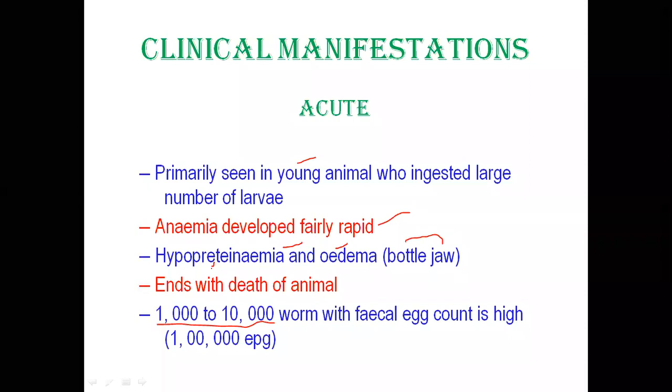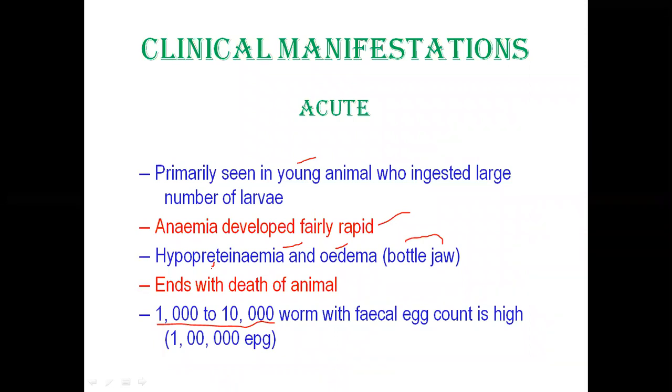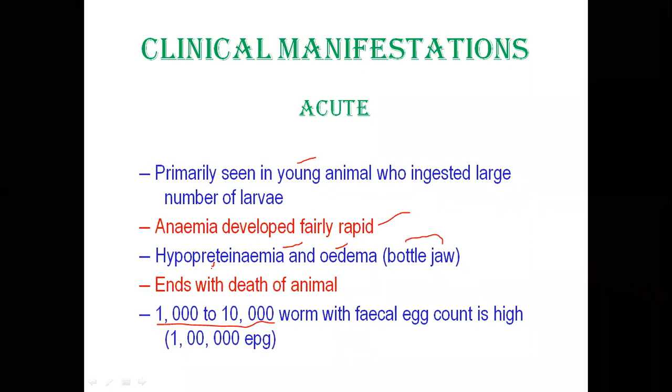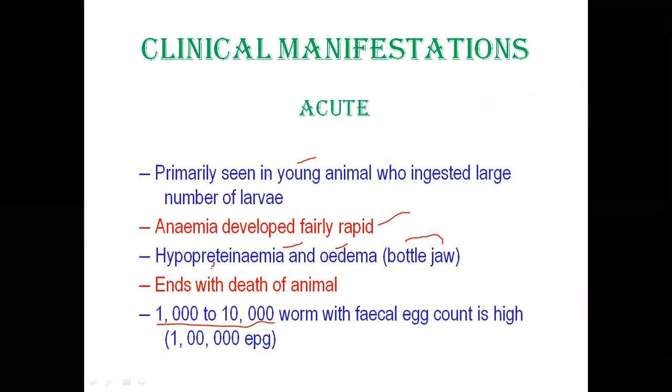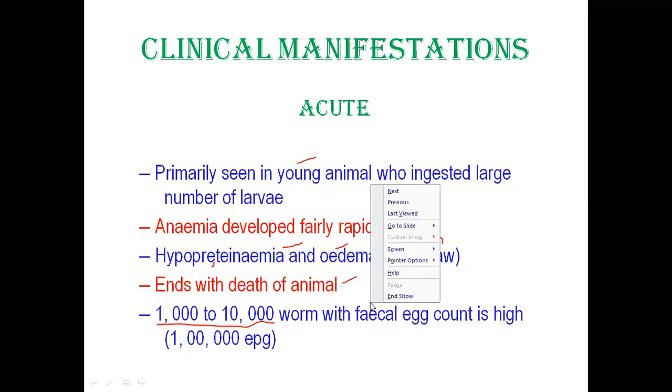During this time, edematous conditions develop, and due to edematous conditions in the intermandibular space, there is a condition which is commonly known as bottle jaw. Many times, the acute form also terminally ends with the mortality of an animal, the death of an animal.